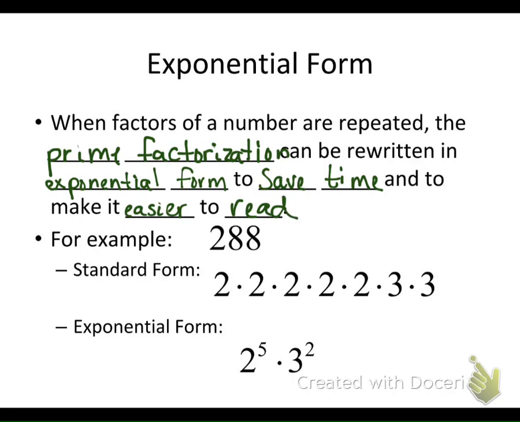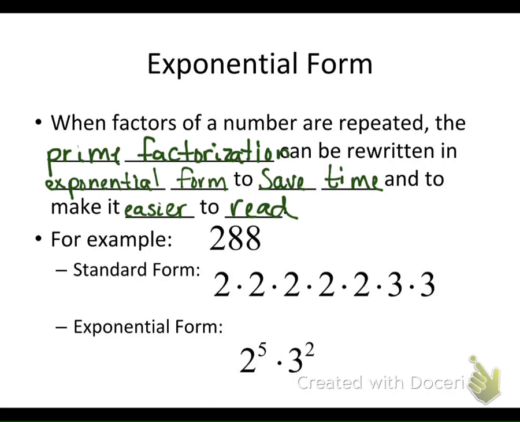So, for example, let's say that we went ahead and factored out 288 using a prime factor tree. When I rewrote it in standard form, it's going to be 2 times 2 times 2 times 2 times 2 times 3 times 3. That's a lot of writing, right? So we can actually just clean it up and write it in exponential form, which would be just 2 to the 5th times 3 to the 2nd. So it's just less work.